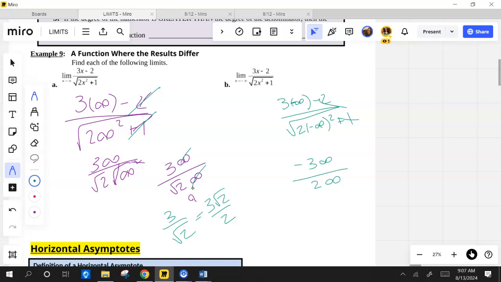No, negative. And you stop. So this tells me I have horizontal asymptotes here, as well on each side.